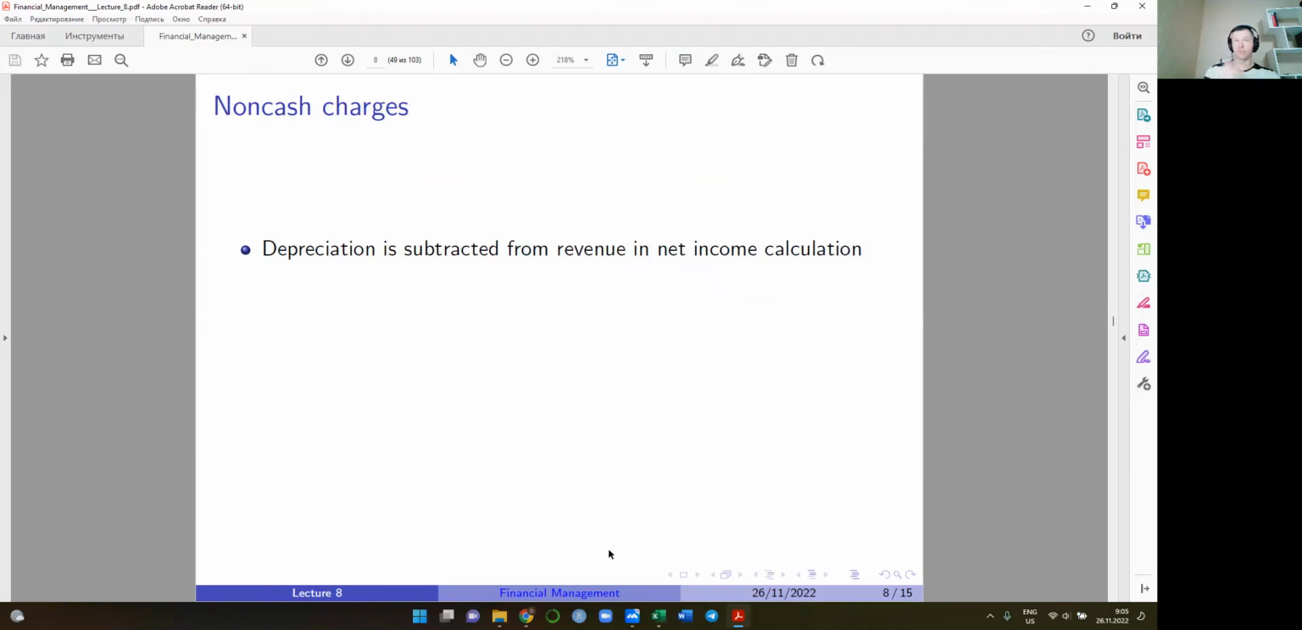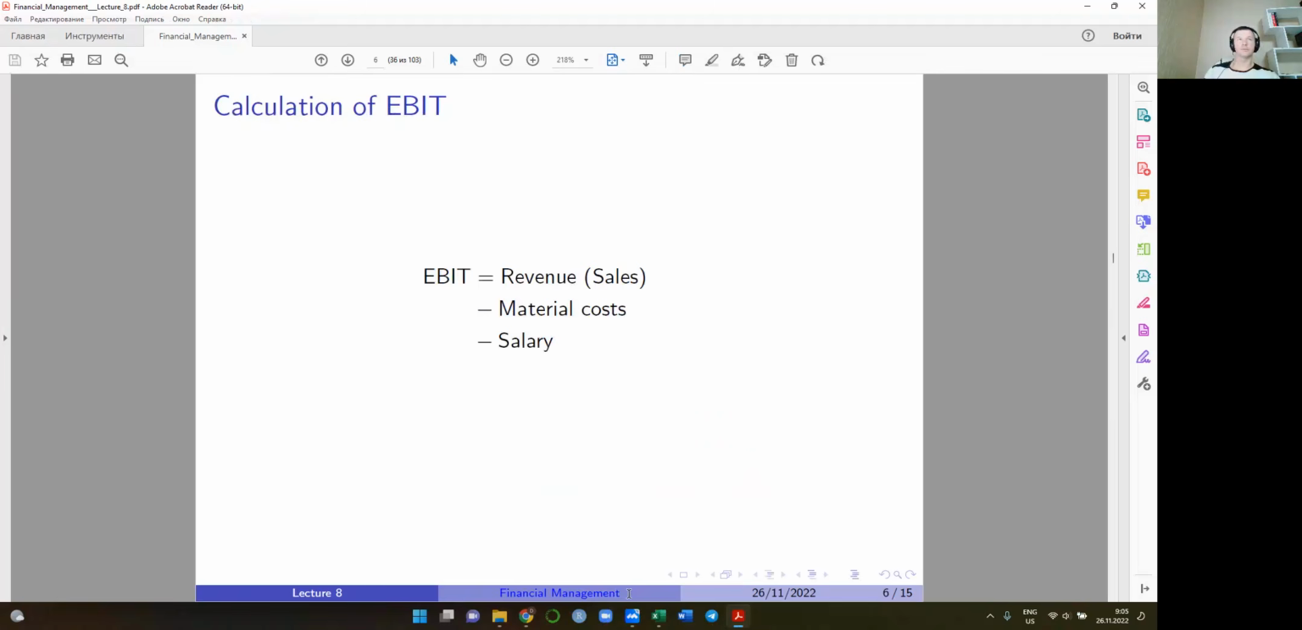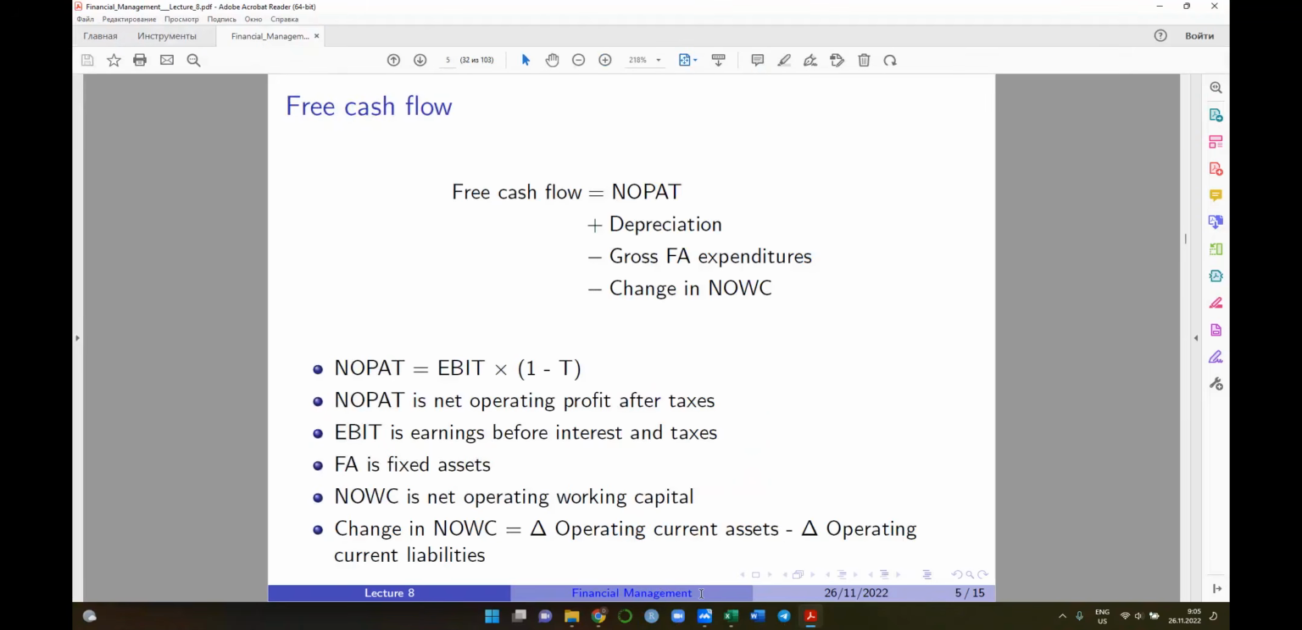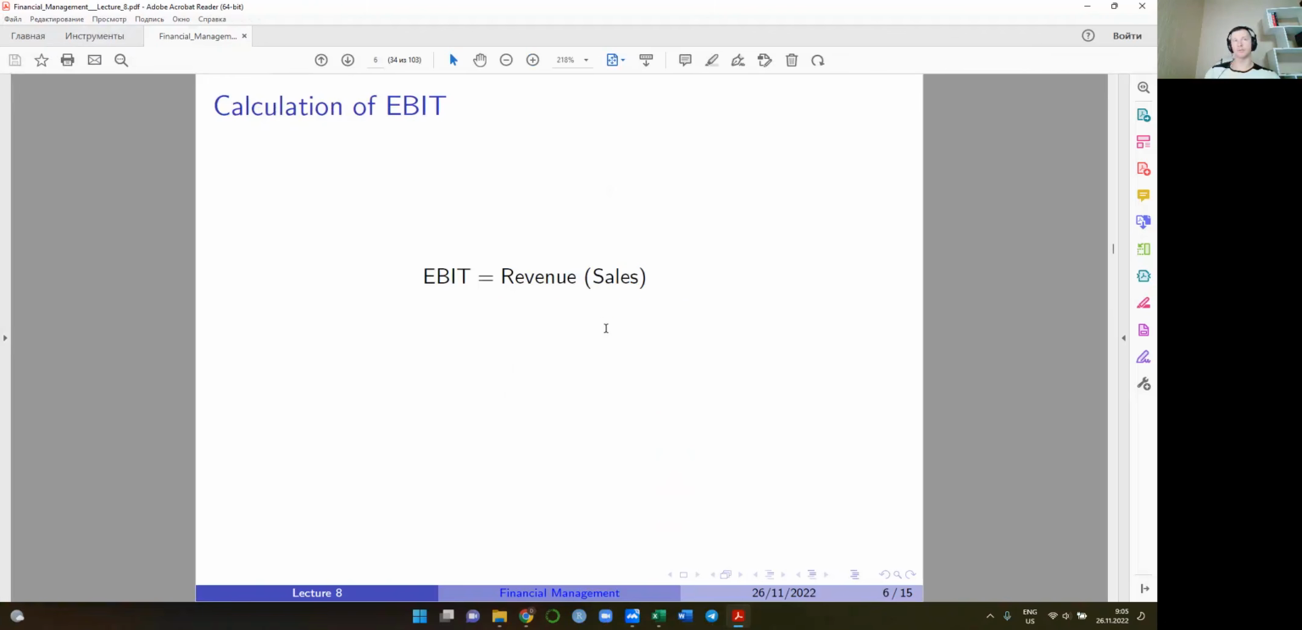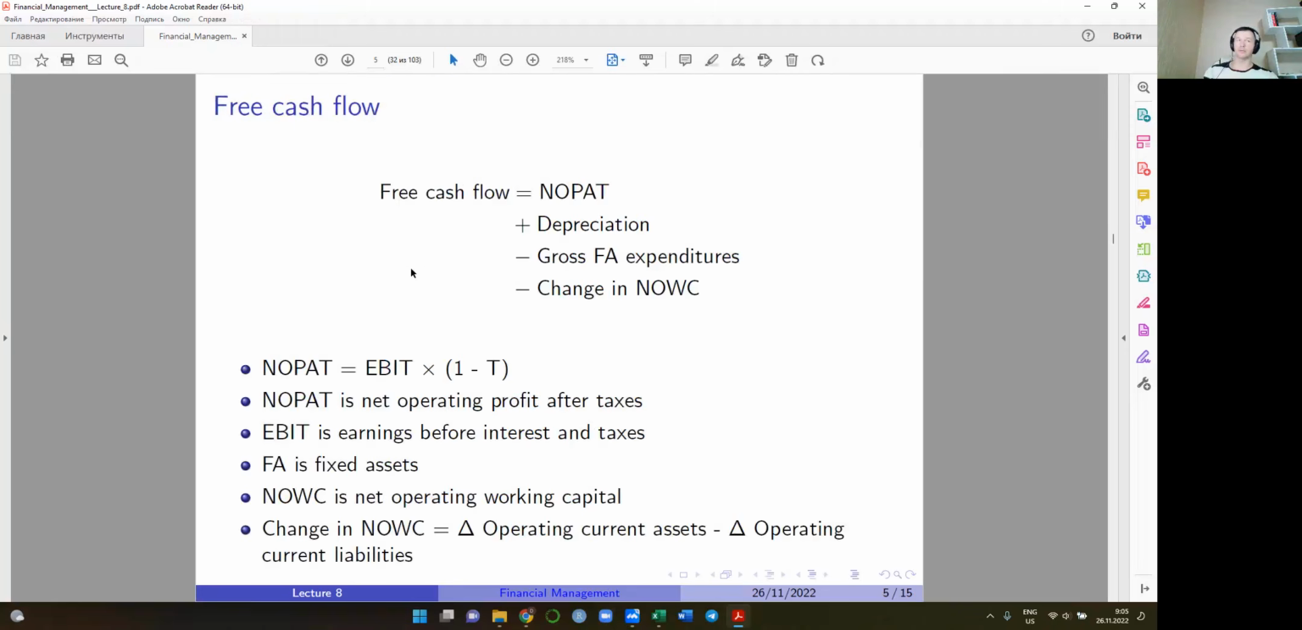Now, more about depreciation. Why do we do this? So logically, we have two places where depreciation appears. First of all, we subtract depreciation when calculating EBIT. So depreciation is given with minus. Then we take EBIT, multiply by 1 minus t. We have this NOPAT, and then we add this depreciation back.